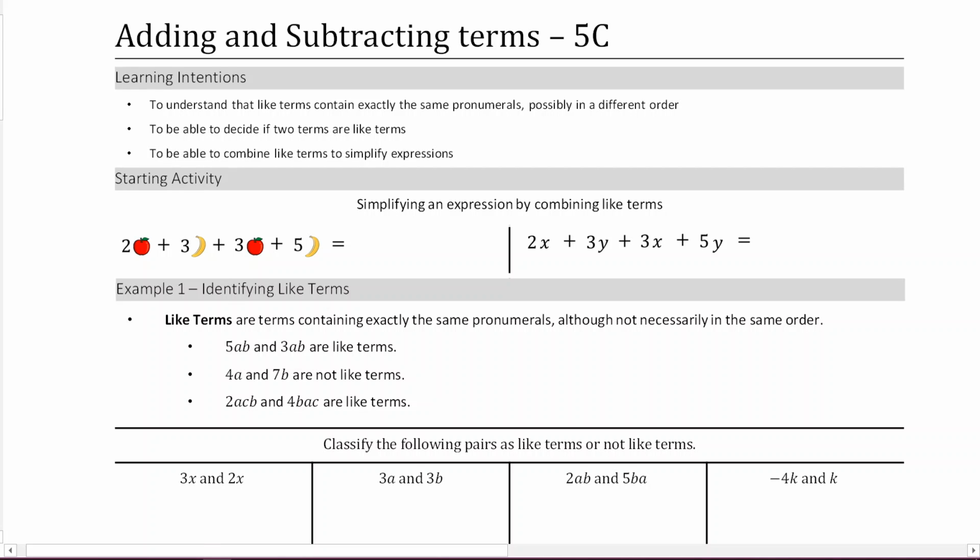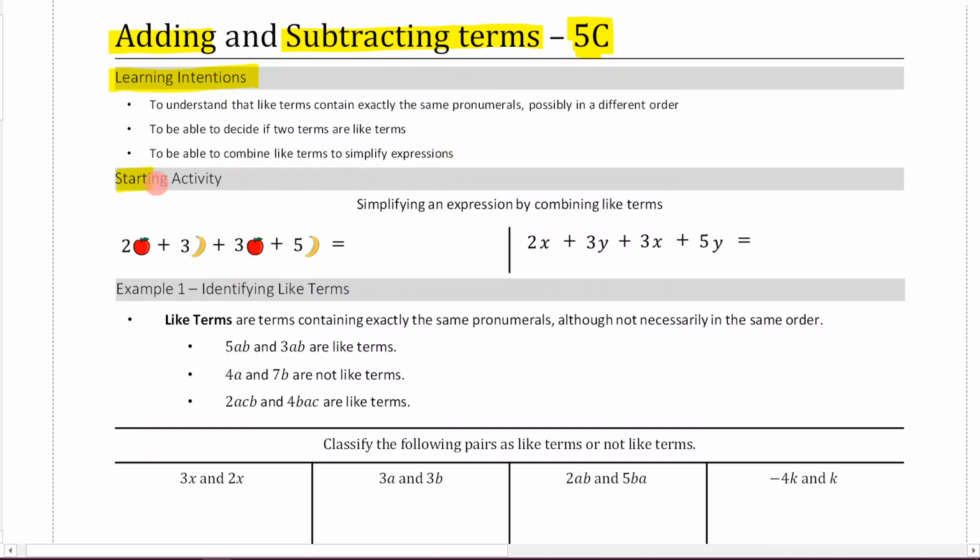Okay, so in this lesson, we're going to be going through exercise 5C, which is all about adding and subtracting terms. What are our learning intentions? To understand that like terms contain exactly the same pronumerals, possibly in a different order. To be able to decide if two terms are like terms. To be able to combine like terms to simplify expressions.